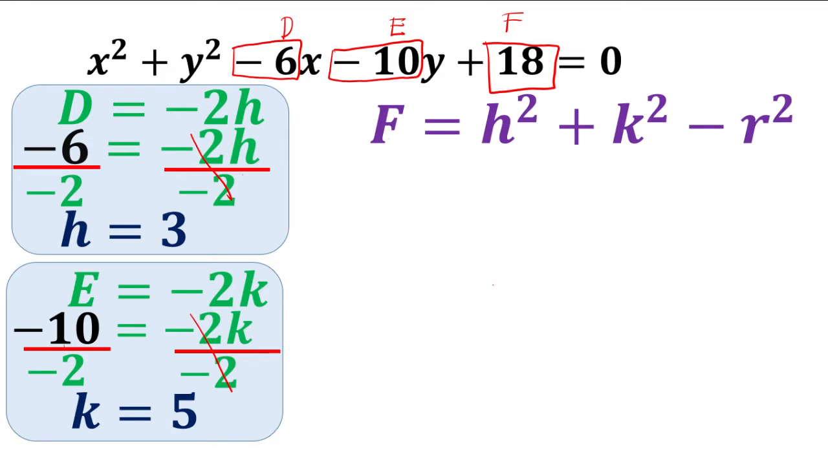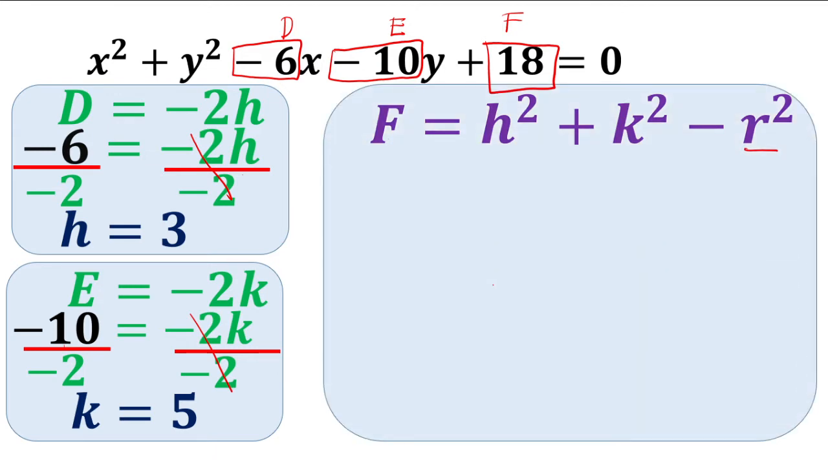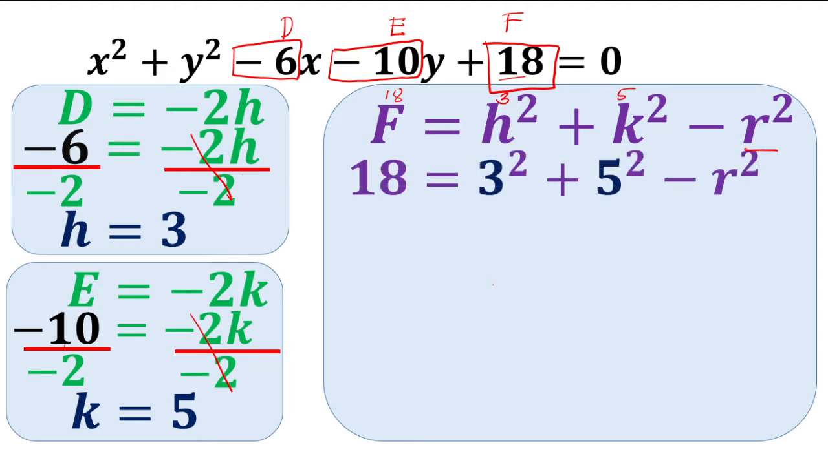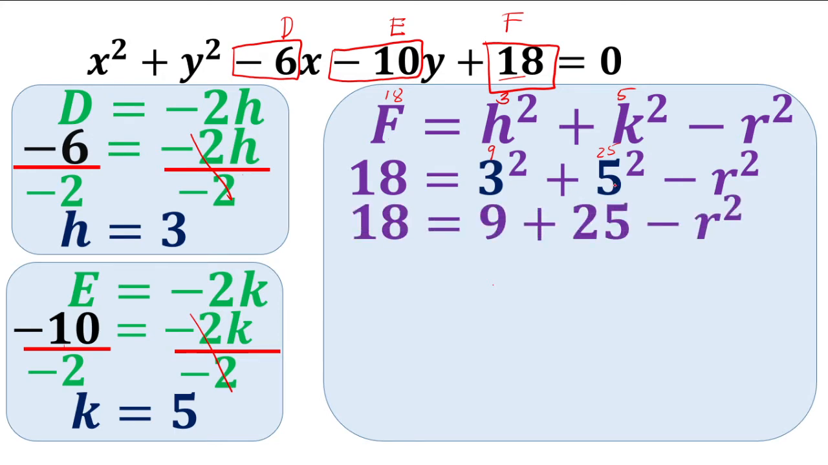Now, as for the value of your radius, we will be using F is equal to H square plus K square minus R square. F is positive 18. So, substitute it, positive 18. H is 3. K is 5. And R is missing. So, substituting it will become 18 is equal to 3 square plus 5 square minus R square. Now, evaluating 3 square, that means it is equal to 9. And 5 square is 25. 3 times 3, 9. 5 times 5, 25. Okay? And then, 9 plus 25 is 34.